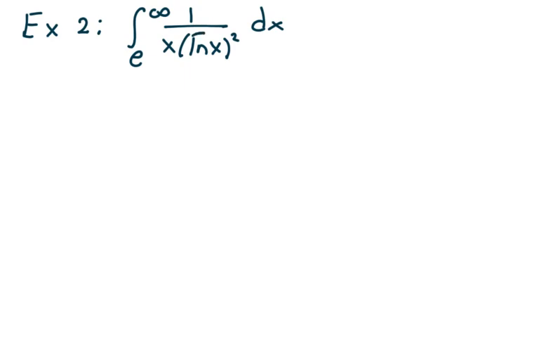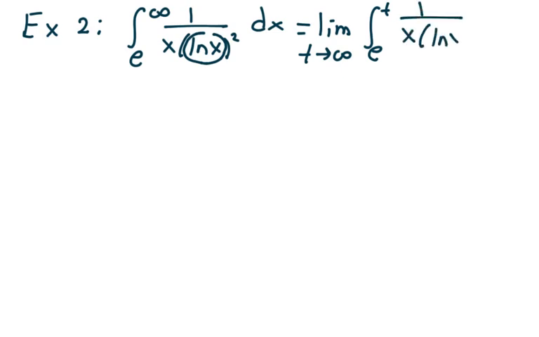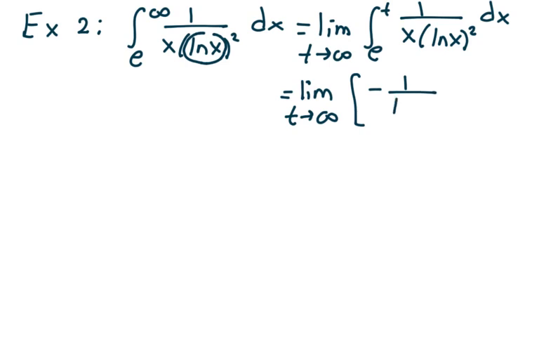Now remember that the derivative of natural log of x is 1 over x, right? And so this is the limit as t goes to infinity of the integral from e to t of 1 over x times natural log of x to the second dx. So this is the limit as t goes to infinity of negative 1 over ln of x evaluated from e up to t.